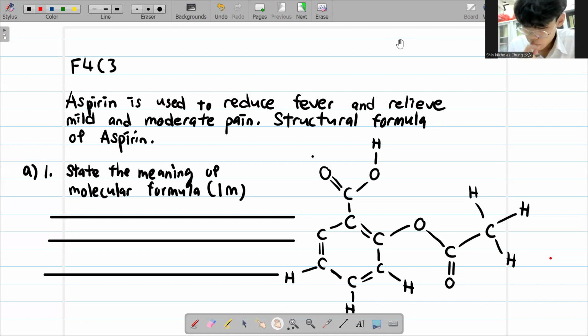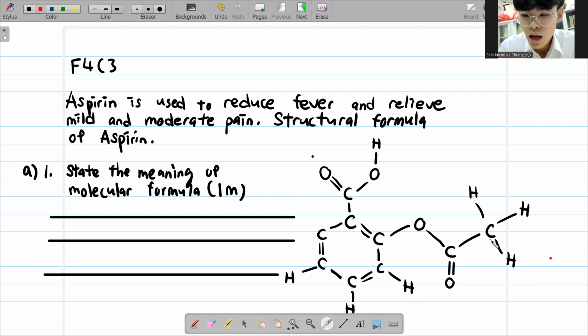So for empirical formula questions, come on, let's read this one. Aspirin, they say. Aspirin is used to reduce fever and relieve mild and moderate pain. And then it says the structural formula of aspirin is given.